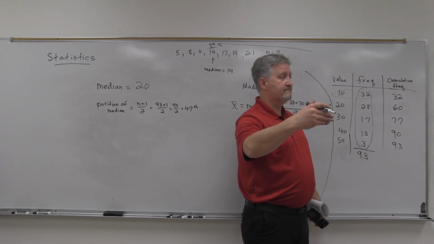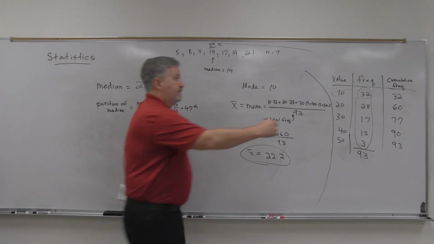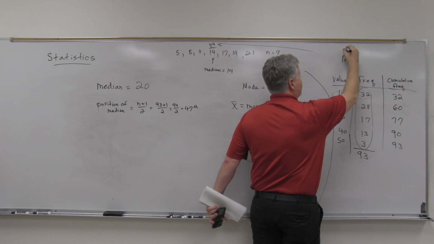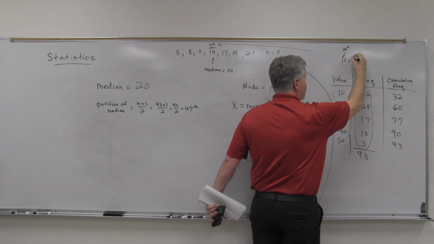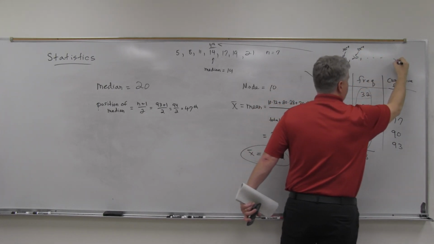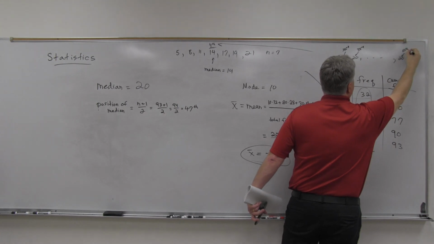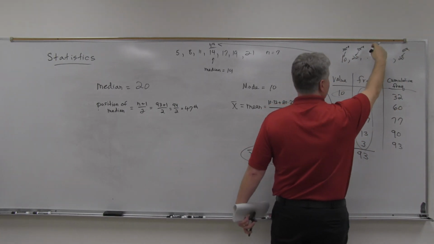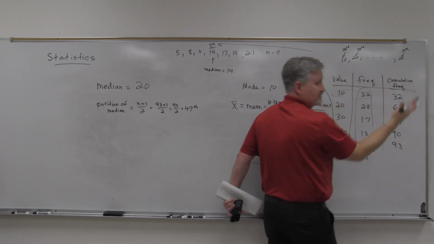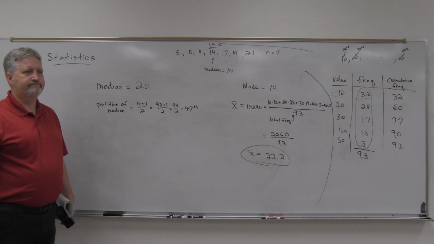Okay? Is everybody with me? See where I get that? The first 32 are 10s. So the 32nd one is a 10. The 33rd one is a 20. And those go on out to the 60th. So the 47th one is right in there, kind of in the middle of that. That's all we're saying. The median is going to be 20. Question?